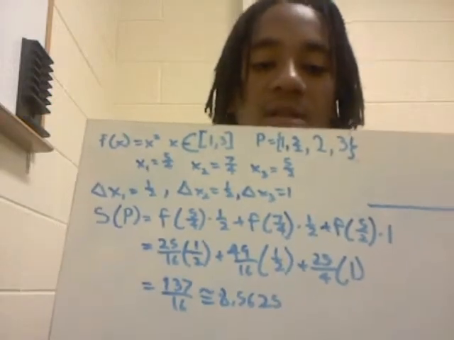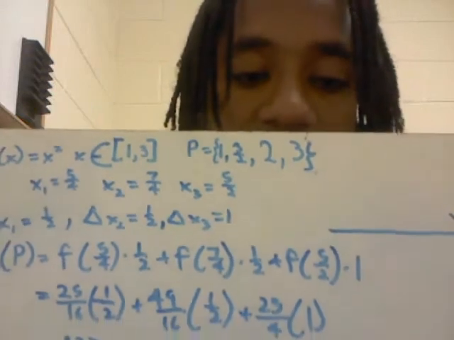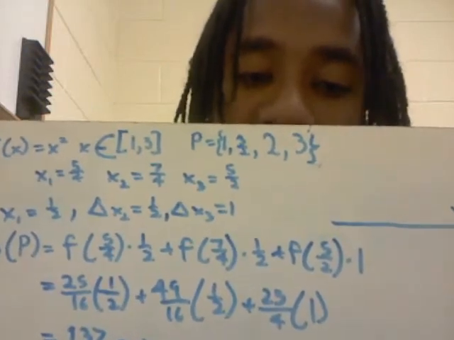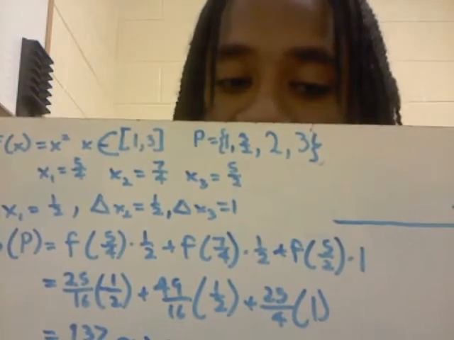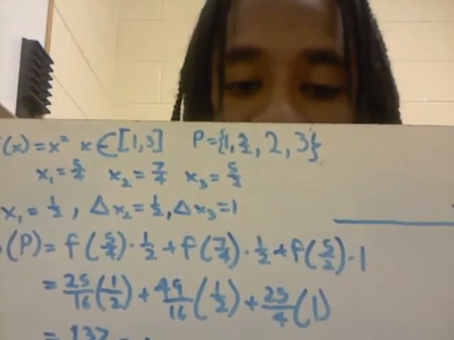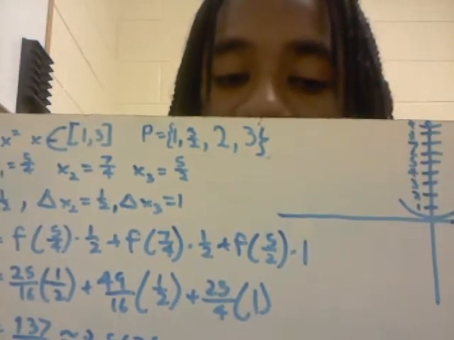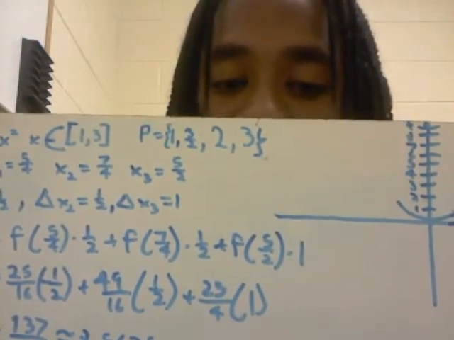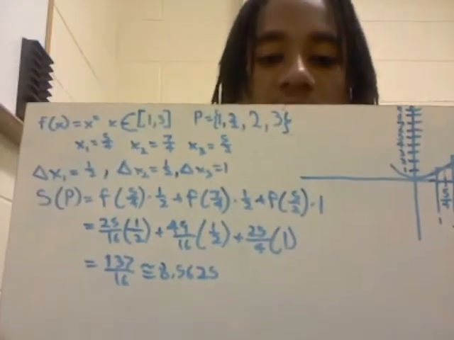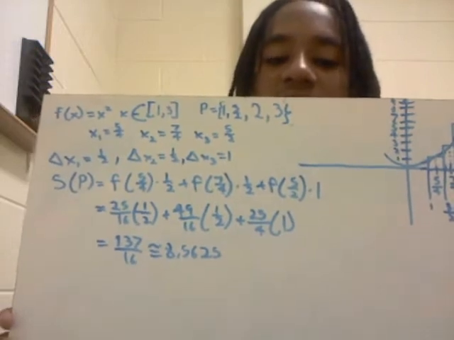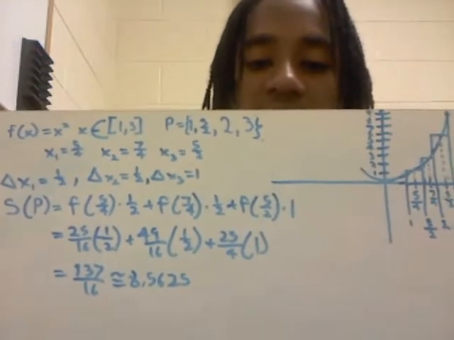So then the value of f at 5/4 is 25/16 times 1/2, plus the value of f at 7/4 is 49/16 times 1/2, plus the value of f at 5/2 times 1. Simplify this down, it will equal 137/16, which also is 8.5625.